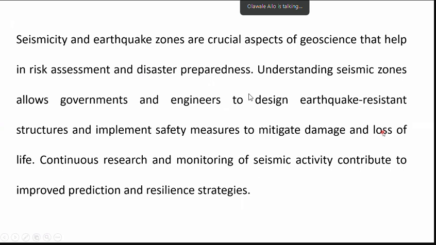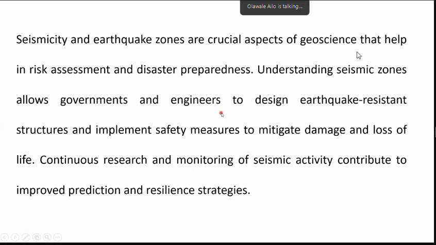Seismic zones are an aspect of science that helps in risk assessment and disaster preparedness. Understanding seismic zones allows government and engineers to design earthquake-resistant structures and implement safety measures to mitigate damage and loss of life. So research is still continuing. Continued research and monitoring of seismic activity contribute to improved prediction and resilience strategies. So that is all I have for you as regards seismicity and earthquake zones. Any question?